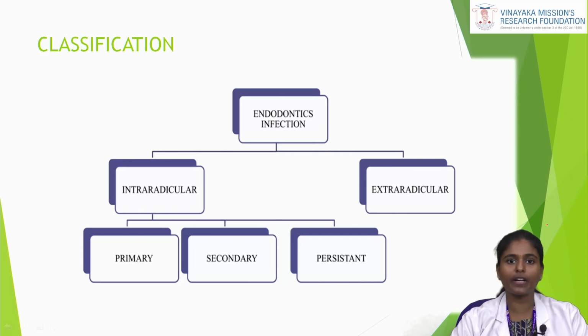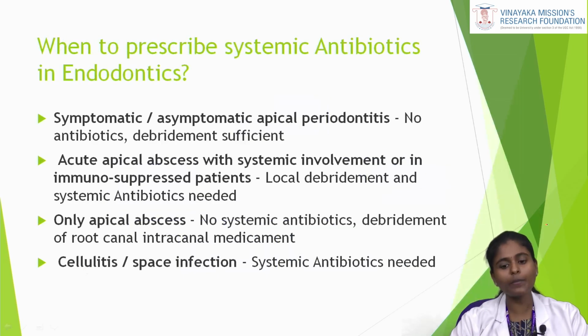Coming to the classification of endodontic infections, they are broadly classified into intraradicular, which is occurring inside the root, and extraradicular, which involves the area surrounding the root, that is involving the periodontal tissues like bone, cementum and periodontal ligament. Intraradicular infections are subclassified into primary, secondary and persistent. So when to prescribe systemic antibiotics in endodontics? In case of symptomatic or asymptomatic apical periodontitis, no antibiotics are needed, debridement is sufficient.